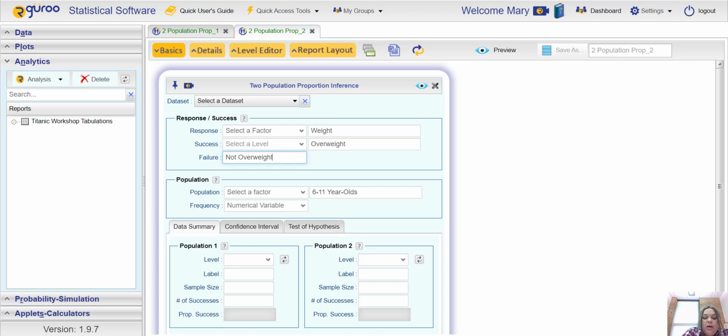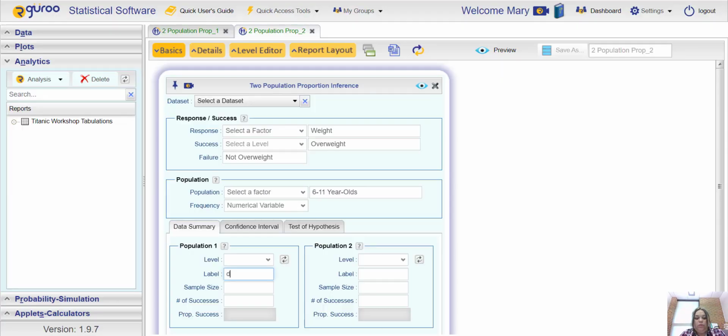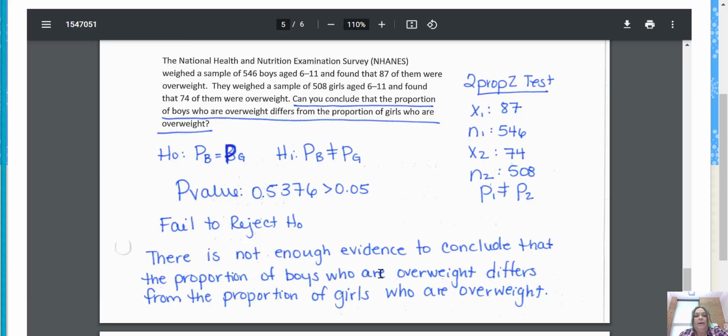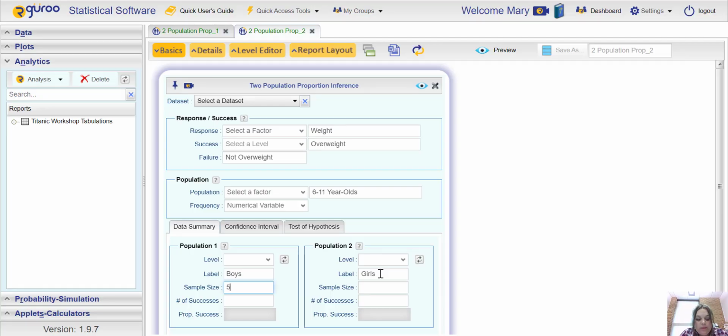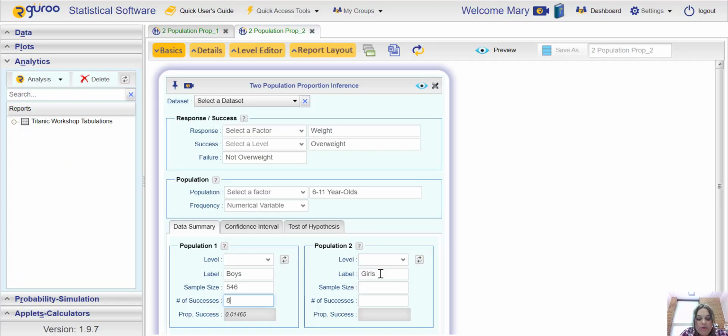Okay, so then under population 1, they give us the info about boys first. So we're going to do boys. These are 6 to 11-year-old boys, but we don't have to define that in the label because we know the population is 6 to 11-year-olds. And then the label 2 is girls for population 2. And then going back, they sampled 546 boys. Of the 546, it looks like 87 of them were overweight. So we'll put 87 for number of successes.